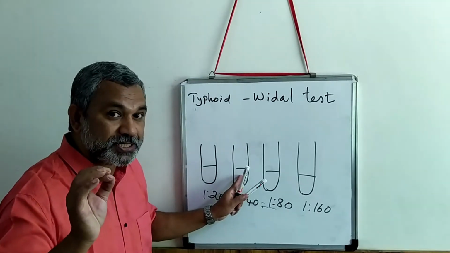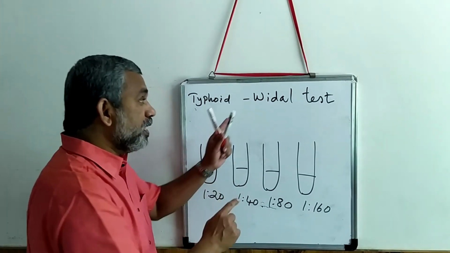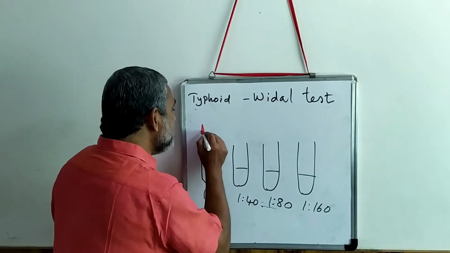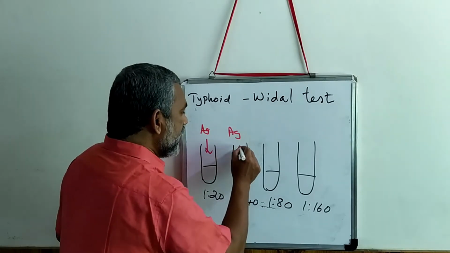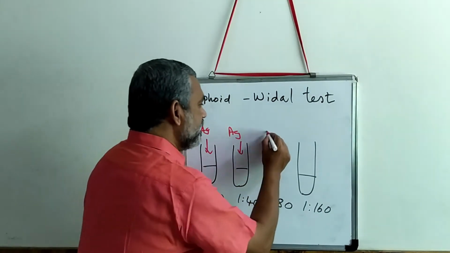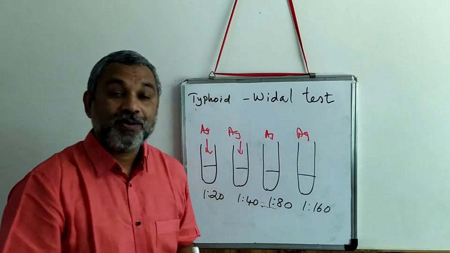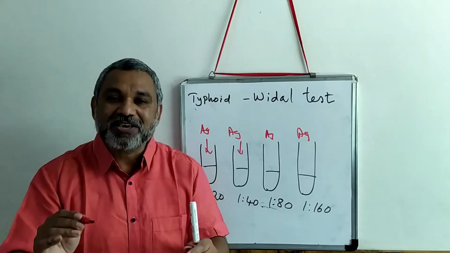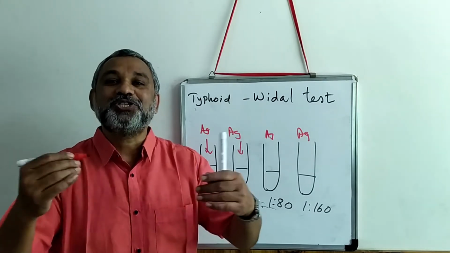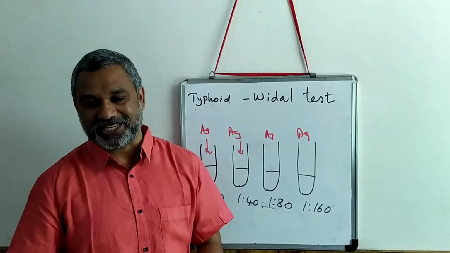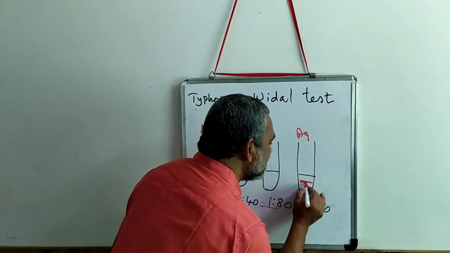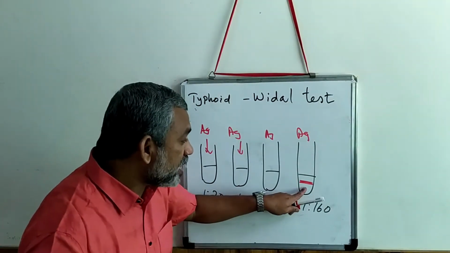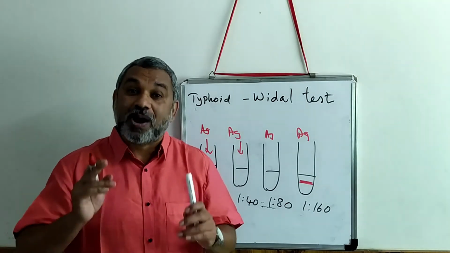This has antibodies. Antigens for Salmonella, H antigen and O antigens, are added to this. So antigen is added in all the tubes. Now, at which dilution it gives a precipitation, that shows the gravity of the disease. For example, you are getting a precipitation line, or not precipitation, agglutination. Suppose you are getting an agglutination in 1:160.